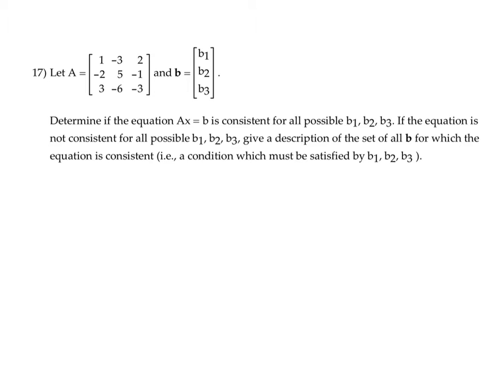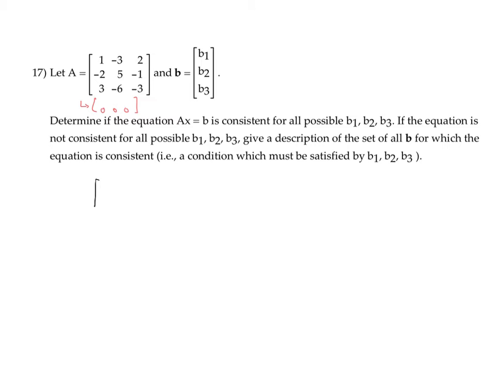So if it is not consistent for all possible b1, b2, b3, then it should not have three pivot positions, which means if you row reduce A, there is at least one row that will be 0 at the bottom, and you also want to make sure that the last column must also have a 0 entry at the bottom. Otherwise, it would not be consistent, right? So we want to find all b so that it is consistent. That means we have to do some row reduction by hand, and this is what we are going to do.